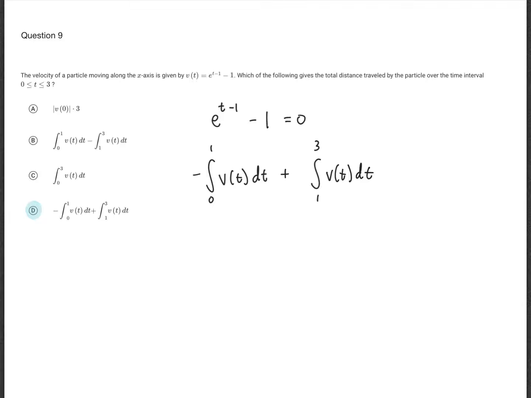So when you want to find total distance traveled, just figure out where the velocity is positive and negative, and then just negate negative velocities to make them positive. You can think of it that way.